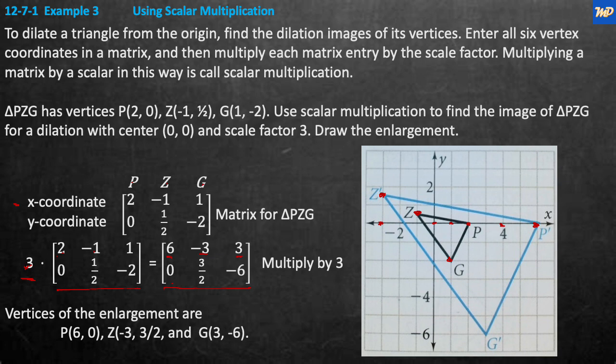And then finally, 3 and -6 for G prime. G prime is 3 for X, 1, 2, 3, and down -6: 1, 2, 3, 4, 5, 6. So now that's how we've enlarged this from 0 as our center point. Everything is enlarging from there. Okay, do we see that? So the vertices of enlargement are P 6, 0, Z -3, 3/2, and then for G it's 3, -6.